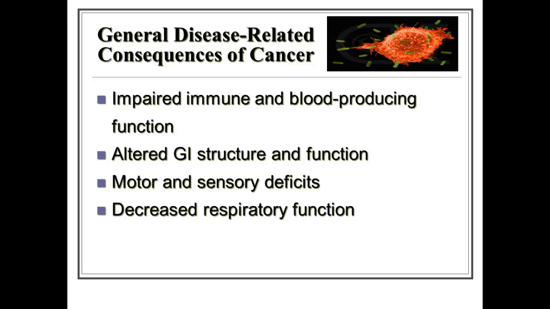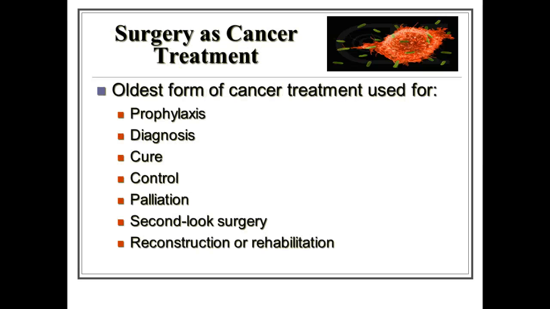So, I just want you to know that there are those main ways that cancers, or cancer-related diseases, can cause changes in your body: through the blood, through the GI tract, through motor and sensory function, and lastly through respiratory. So pretty much every main function.